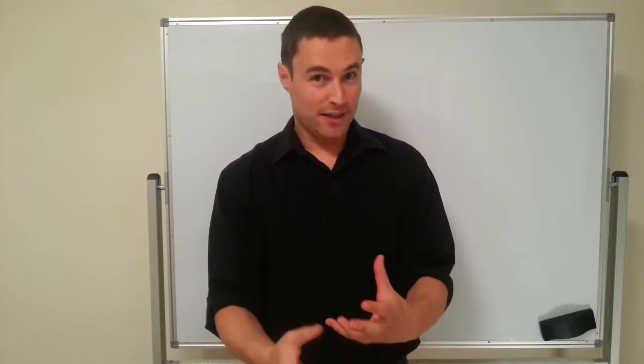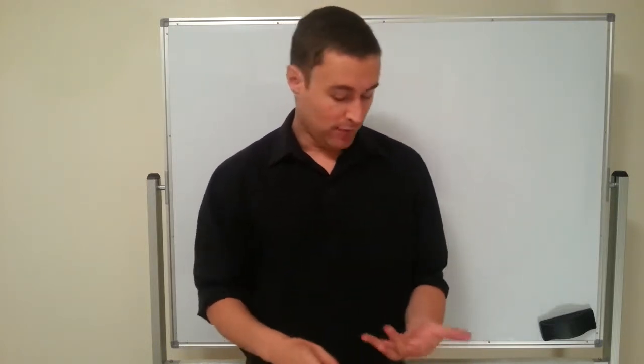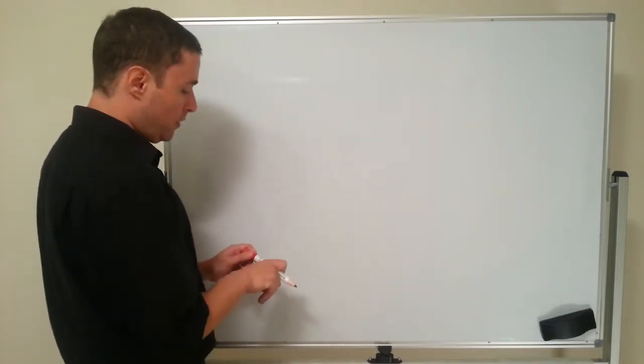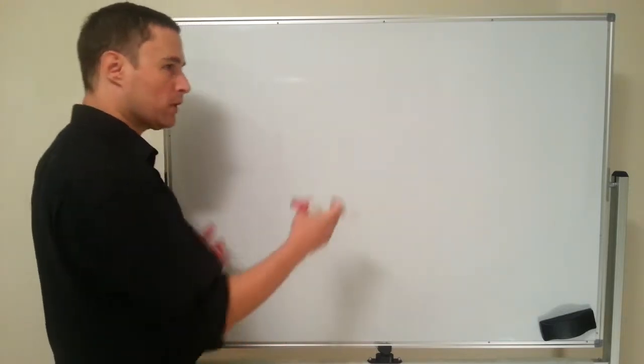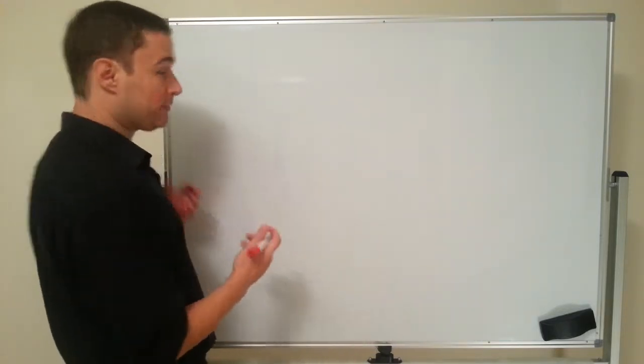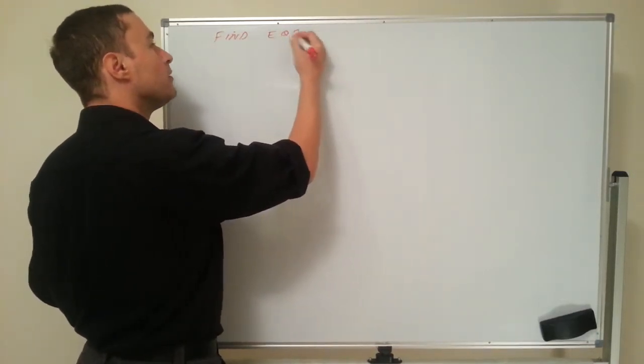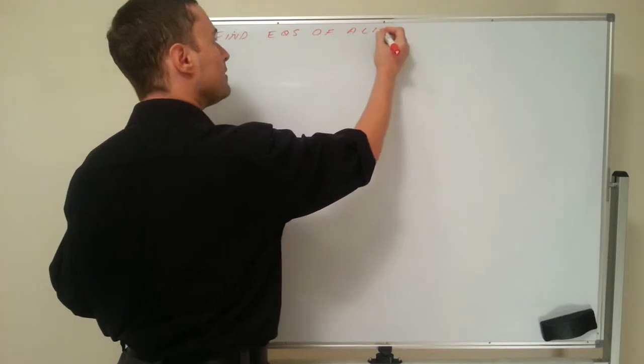What we're going to be looking at today is finding the equation of a line. Now, there's a number of ways they can give this to you. They can either ask you to find the equation from a couple of points, or they can ask you to find it from a picture. It doesn't make a difference. Okay, so finding the equation of a line.